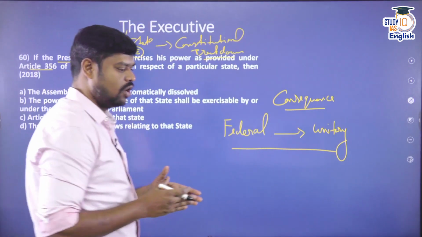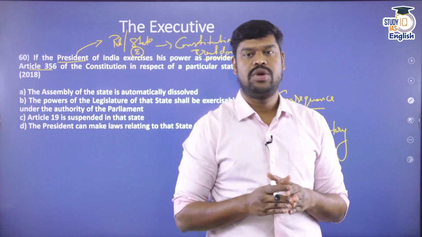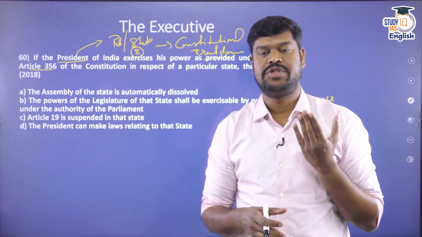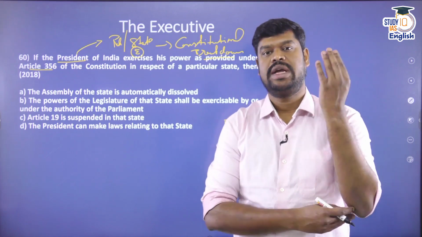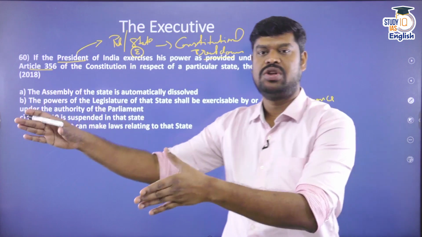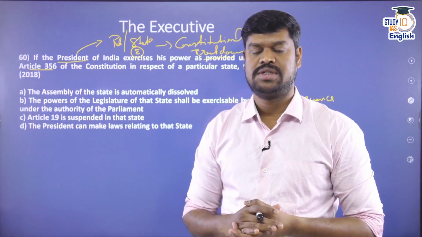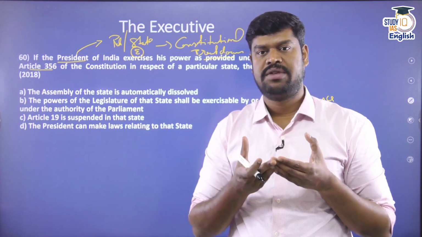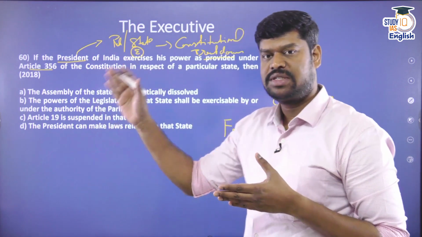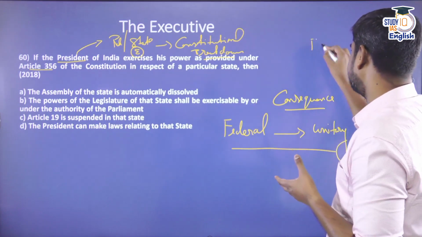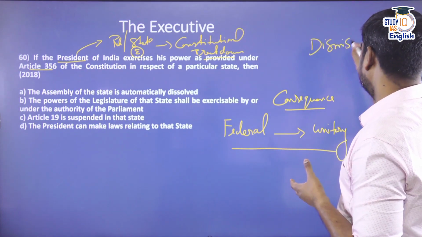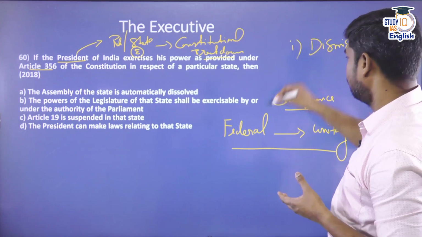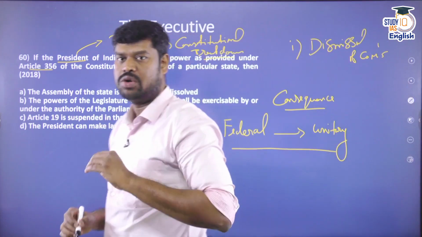So what are these consequences? The two most important consequences. The first consequence that is likely to happen is that whenever President's rule is imposed, the President is going to take up the administration. And when the President takes up the administration, what is the need for the Council of Ministers in the state? There is no need for the Council of Ministers, because till that point of time they were carrying out the administration. Now the President himself is going to take it up, and hence the first thing that will happen is the dismissal of the Council of Ministers. That is a very likely consequence.